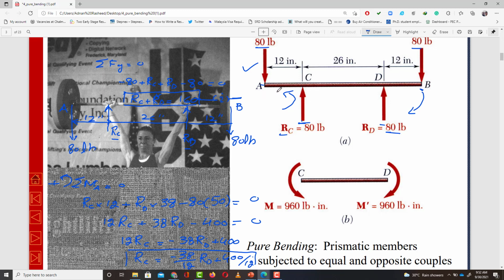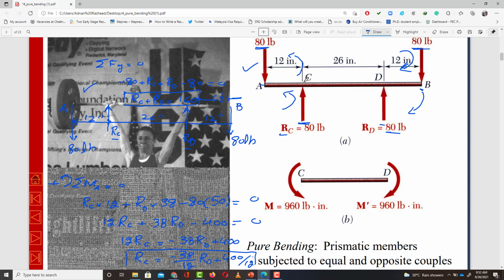Now we will talk about the bending. You can see that this was the scenario. The weightlifter is going to lift this weight, and it is represented here in the diagram. Due to this 80 pound force and this RC, there will be a moment or a couple that tends to rotate. Similarly here, if we remove these forces, they also produce a couple in this direction.